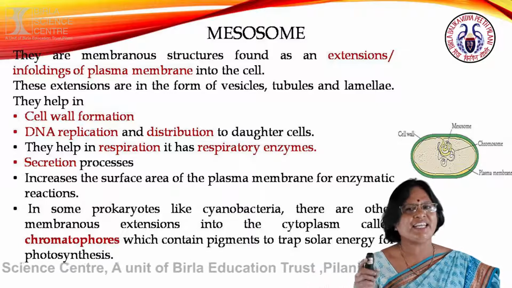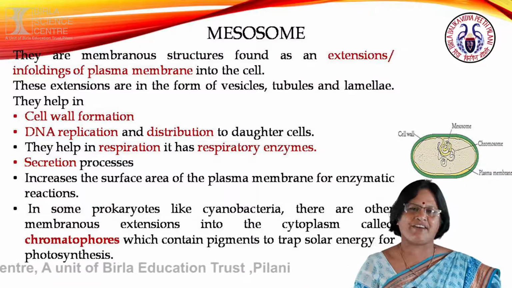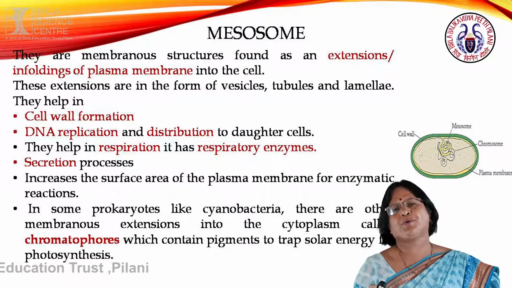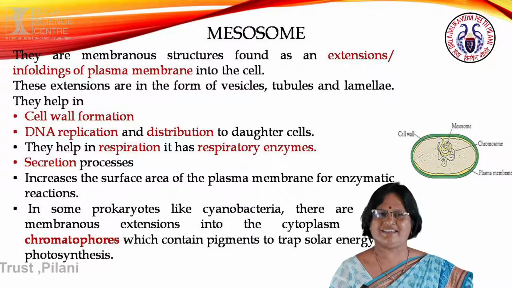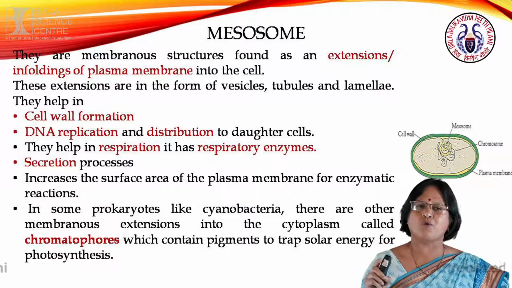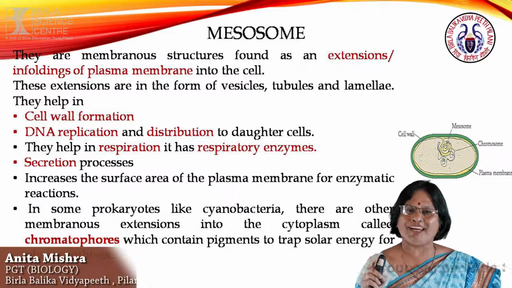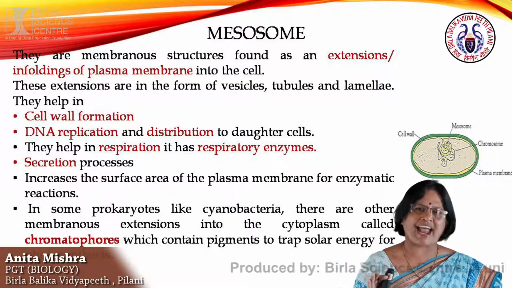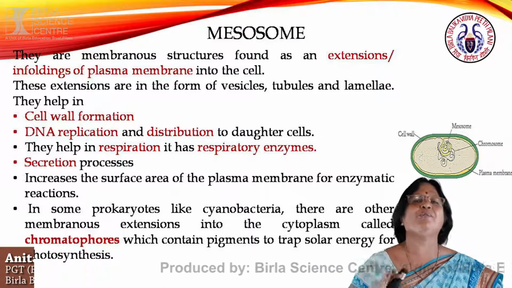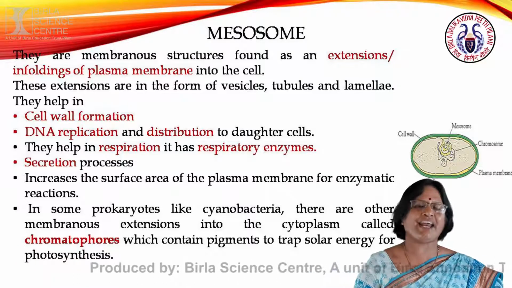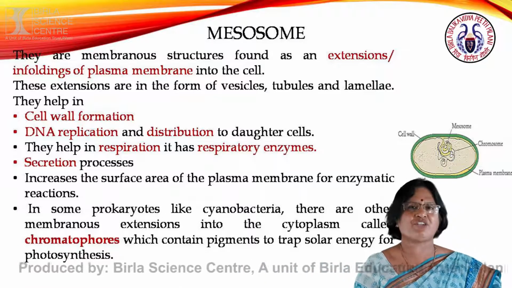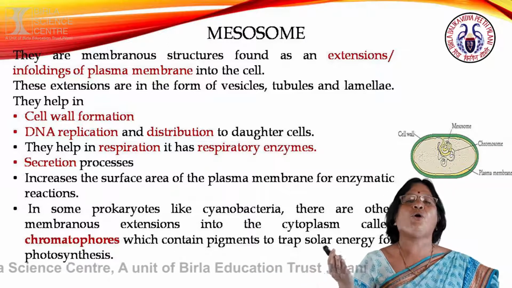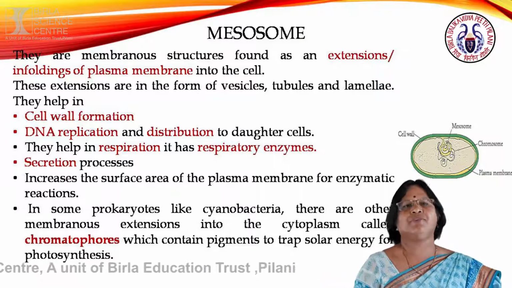Then it helps in increasing the surface area of the plasma membrane. Now, in some prokaryotes like cyanobacteria, the mesosome helps in the formation of specialized sac-like structures known as chromatophores, which contain pigments. And what is the function of the pigment? They trap solar energy and help in the autotrophic nutrition of the cyanobacteria.